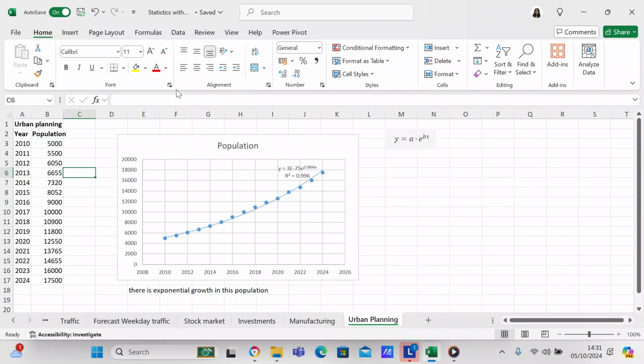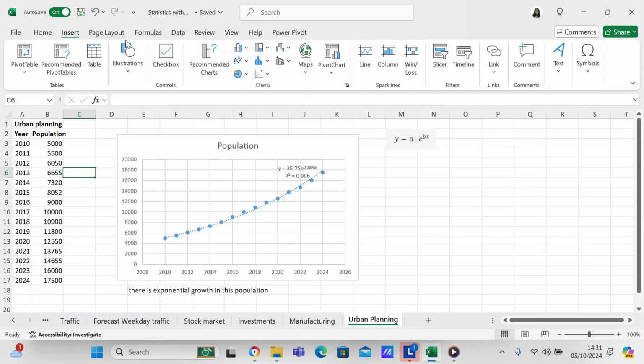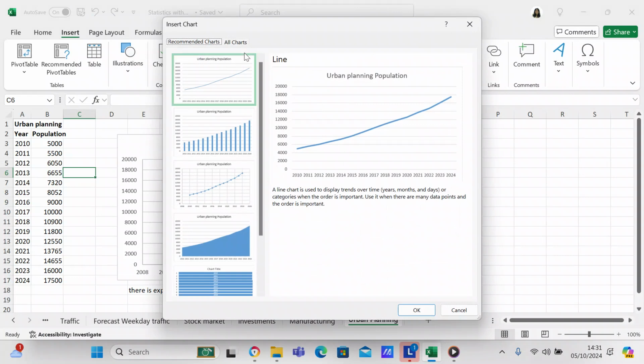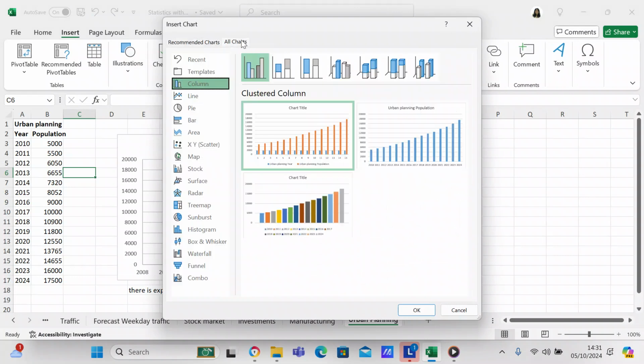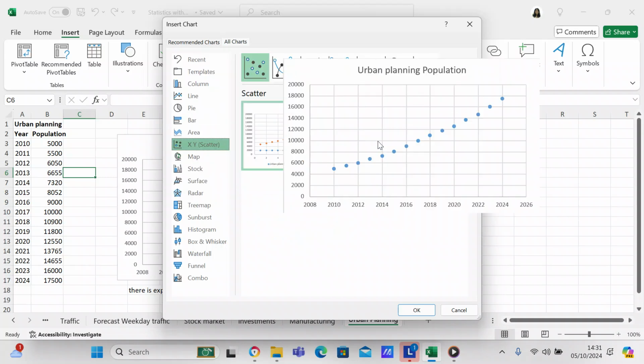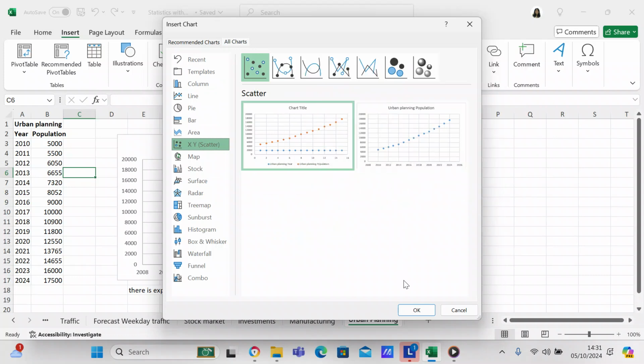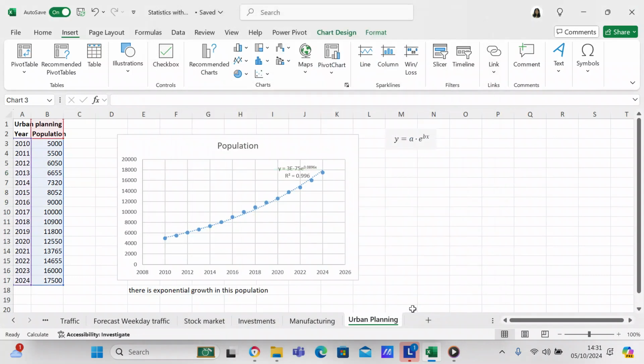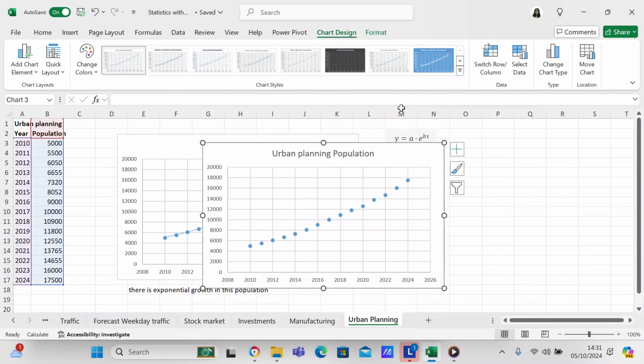So the first thing we want to do is make a chart, which I've already made, but I'll show you how I did it. We go to recommended charts, then all charts, then XY scatter, which is what we got. So we've done that scatter plot.